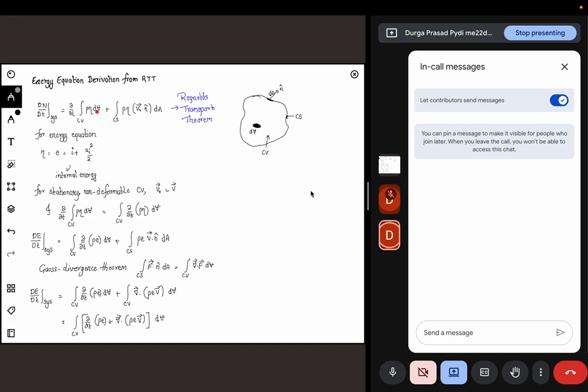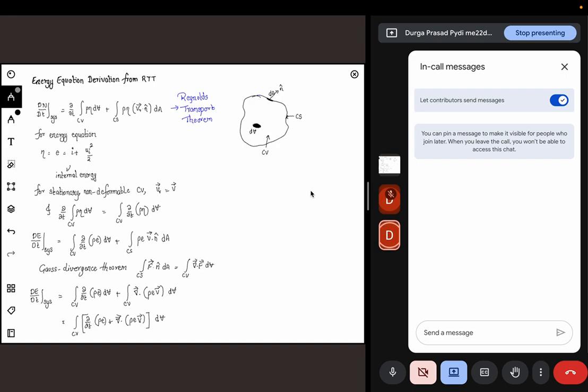This is the rate at which something is changing within the CV, which is basically the number of births and deaths that will come inside this particular term. And this is whatever is crossing the border: whoever is coming into the country through this particular border and whoever is going out. If you can account for all of these changes, then we'll be able to know the rate of change of population within that particular country. So that is a simple idea for Reynolds transport theorem.